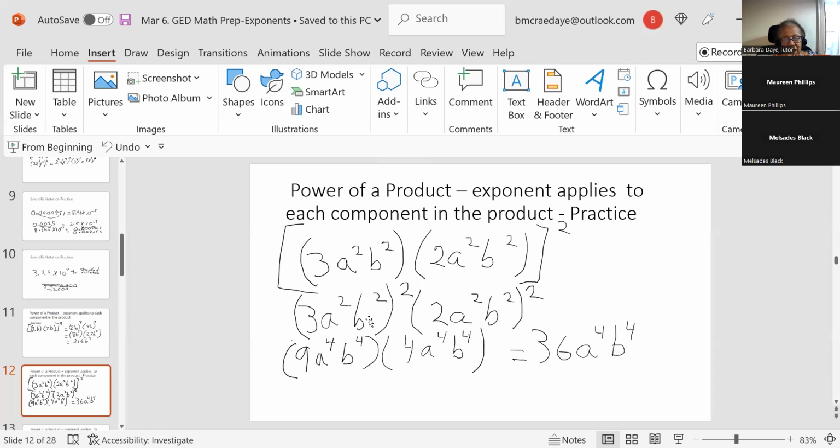So do you understand how we went from this, applying the exponent to each of the components of the product, and then applying the power to each one to go to this? Did you understand this change right here, Mercedes? Yes, I'm gonna rewrite this over. Are you clear how we went from here to here? Yes.